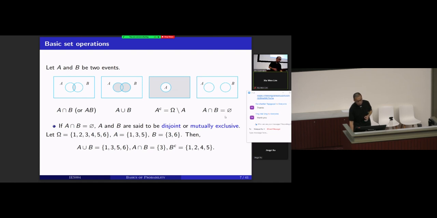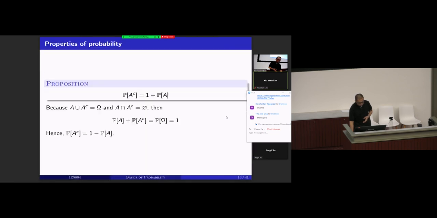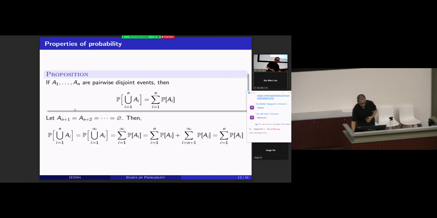So these two must be disjoint. And because of this, you see, A and A complement are just the two disjoint events. So we can use this result, right? The probability of their union must be equal to the sum of their respective probabilities.